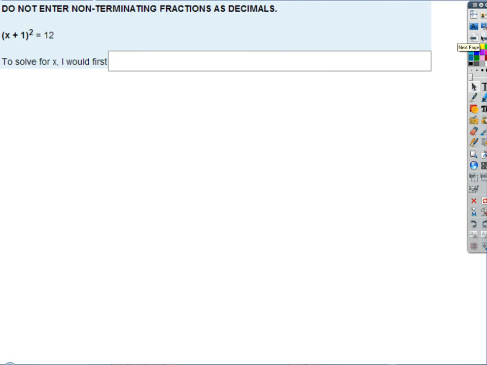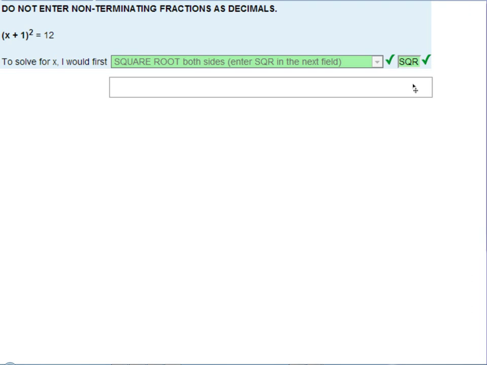What about this one? Square root. Okay, good. Isolating x, I got a square root on both sides.